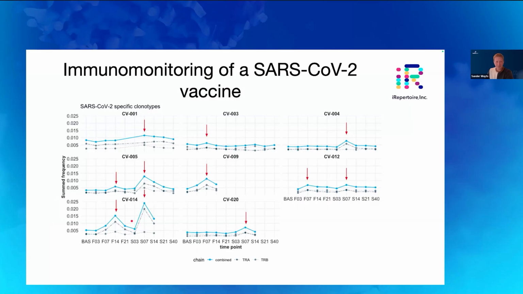Participant 14, where you can see that there's almost no SARS-CoV-2 specific clonotypes at baseline, but you see that the frequency of these SARS-CoV-2 clonotypes increases 14 days after the first shot, decreases again, and then increases suddenly 7 days after the second dose.